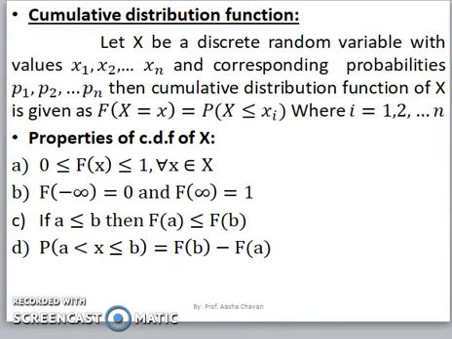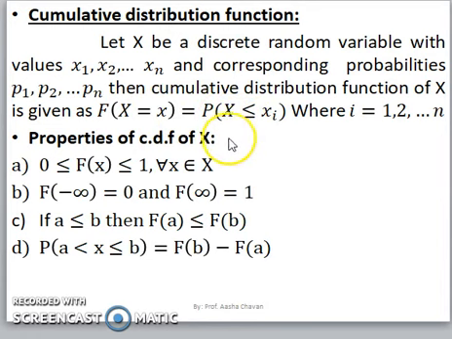Next topic is cumulative distribution function. Now, what is this cumulative distribution function? Let X be a discrete random variable with values x1 to xn and corresponding probability values p1 to pn. Then the cumulative distribution function of X is given as F(x) equal to small x is equal to probability of X less than or equal to xi. Whenever there is a capital X, we call it random variable X. And xi, the small x, is nothing but the value of that particular random variable X, where i is equal to 1 to n.